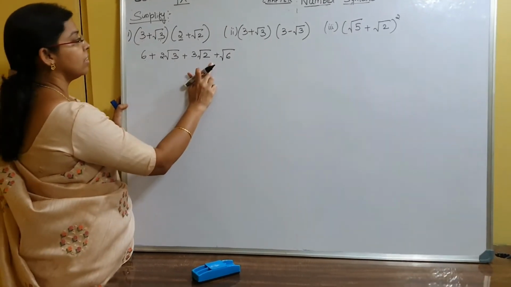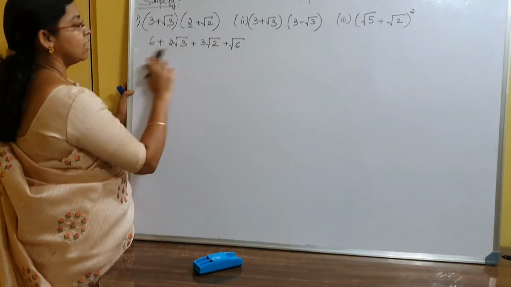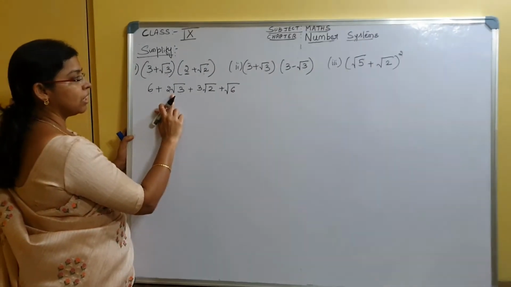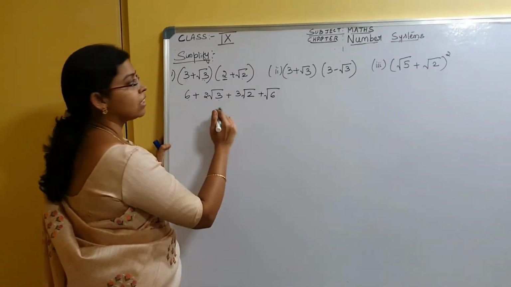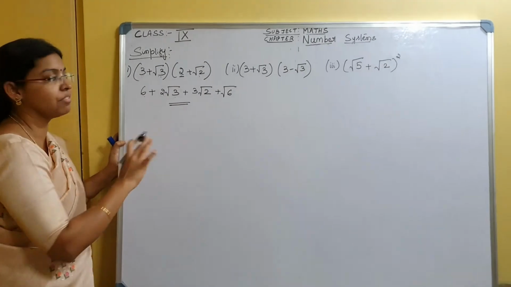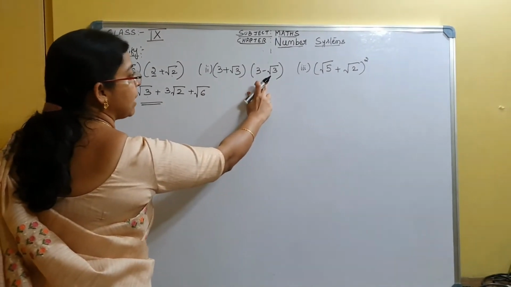Here, do we see any like terms? 6 is a whole number, then 2 root 3, 3 root 2 and root 6. There are no like terms, so we will leave it here itself. We cannot simplify further.